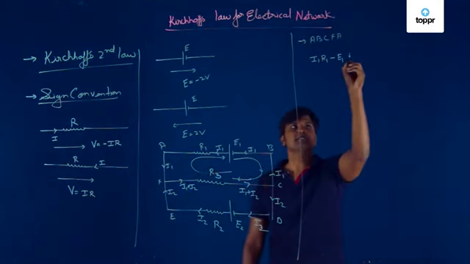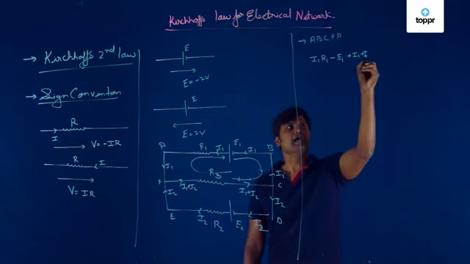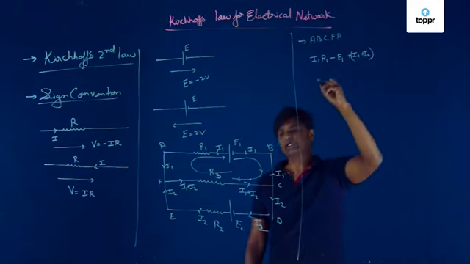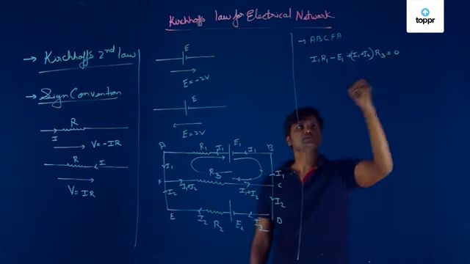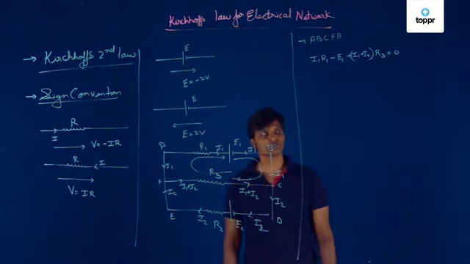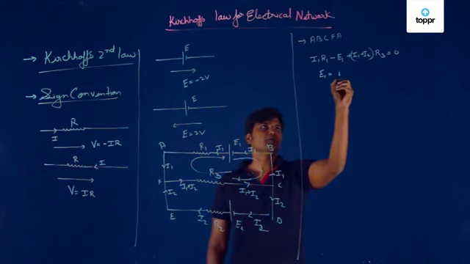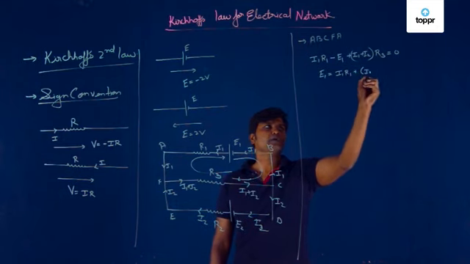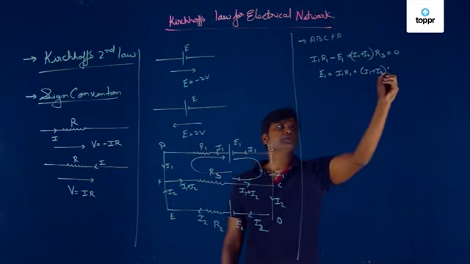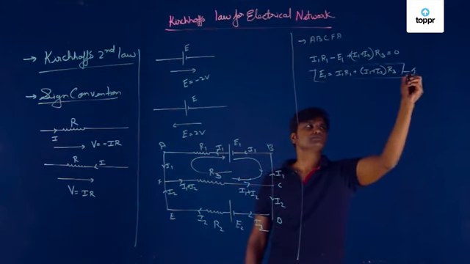So it will be plus (I1 plus I2) into R3 is equal to 0. So I can simply write this equation as E1 is equal to I1 R1 plus (I1 plus I2) into R3. So this is equation number 1, right?